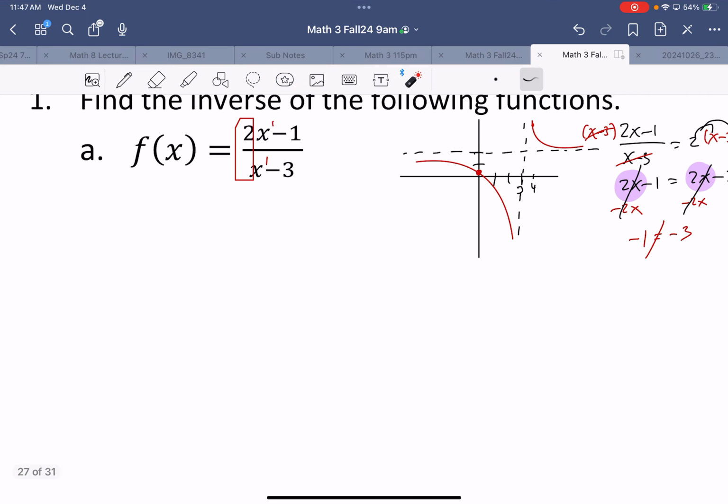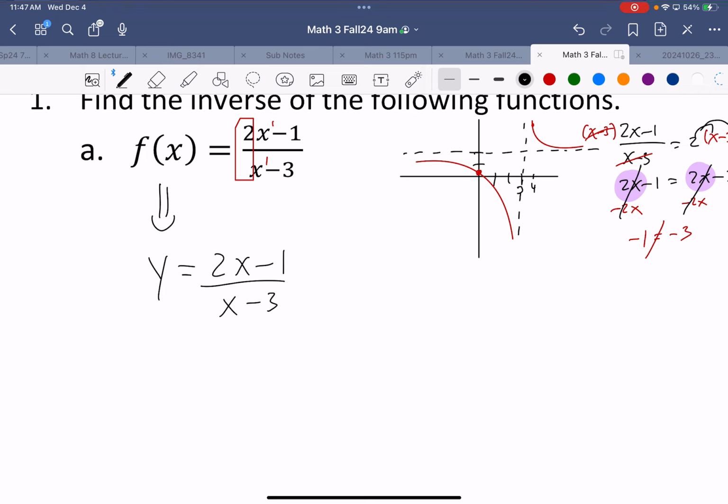But I'll give you something that's a one-to-one function. And then you change your f of x to y. 2x minus 1 over x minus 3. And then this is the biggest step, right? Where all your y's become x's. And all your x's become y's.